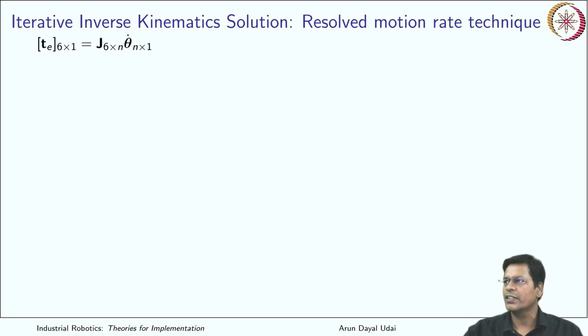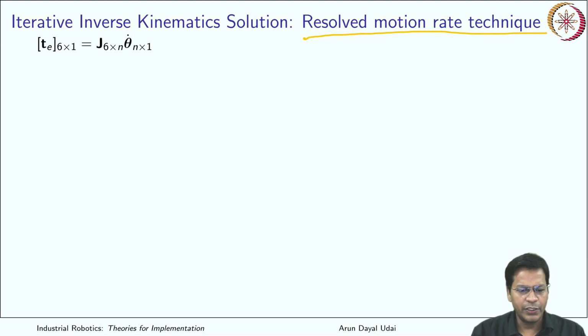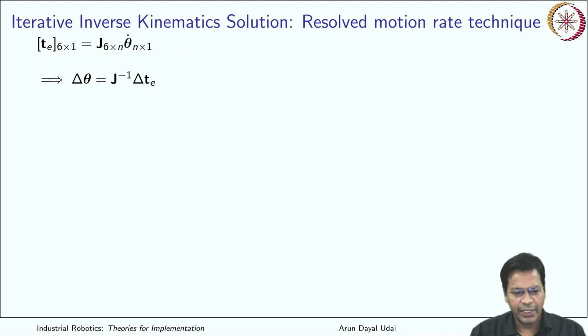So iterative inverse kinematic solution is also known as the resolved motion rate technique. Why is that used? You already know this expression, that is twist equal to Jacobian into theta dot. This is a very well known equation now for you because it relates the joint rates to the end effector rates. So provided you are given end effector rates, can you know the joint rates? You can take the inverse. So that can be written as delta theta is equal to Jacobian inverse into delta of twist.